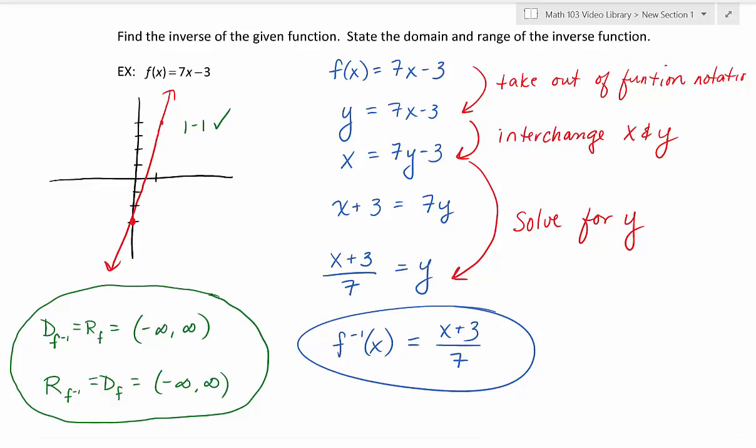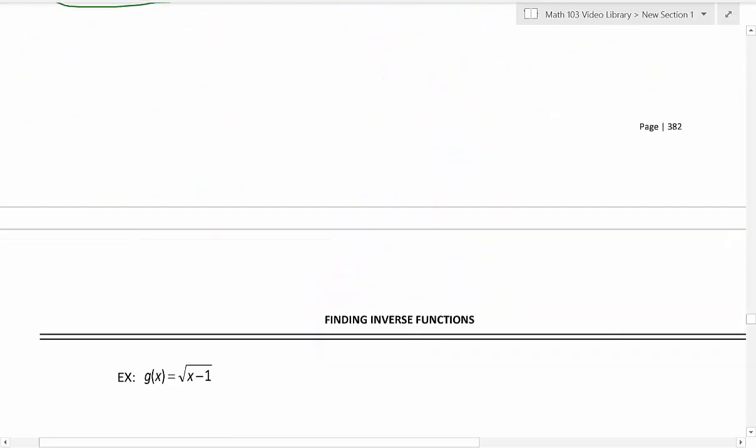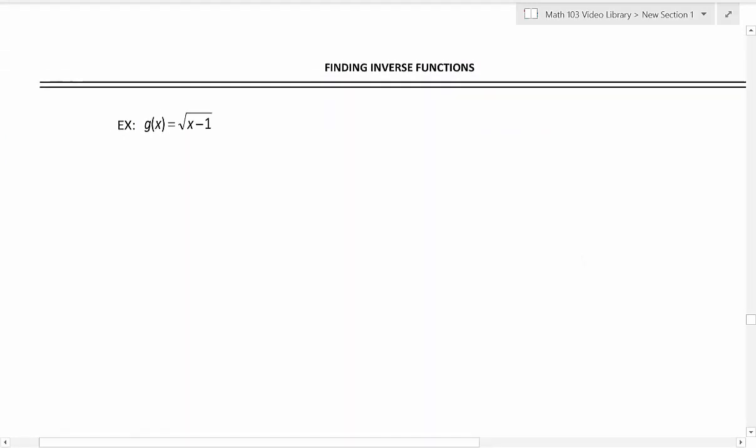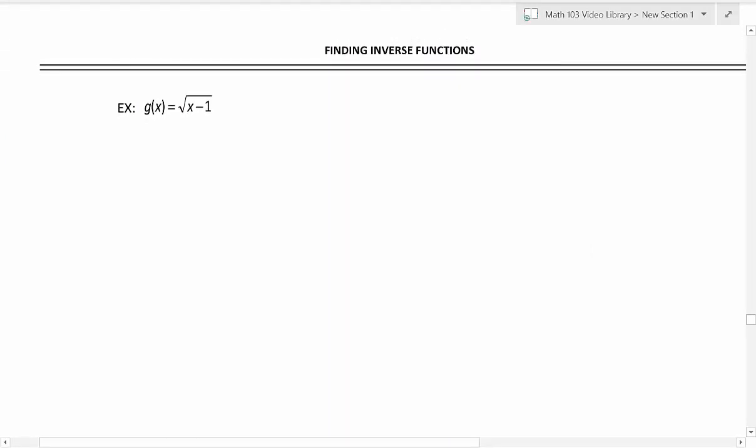Let's try another one. This time we want to find the inverse of g of x equals the square root of x minus 1. The first thing we need to do is verify that this is a one-to-one function. We'll draw a picture to make that determination. As mentioned before, we want to draw a pretty accurate graph just because we're going to need the graph for the domain and the range of the inverse function if it exists.